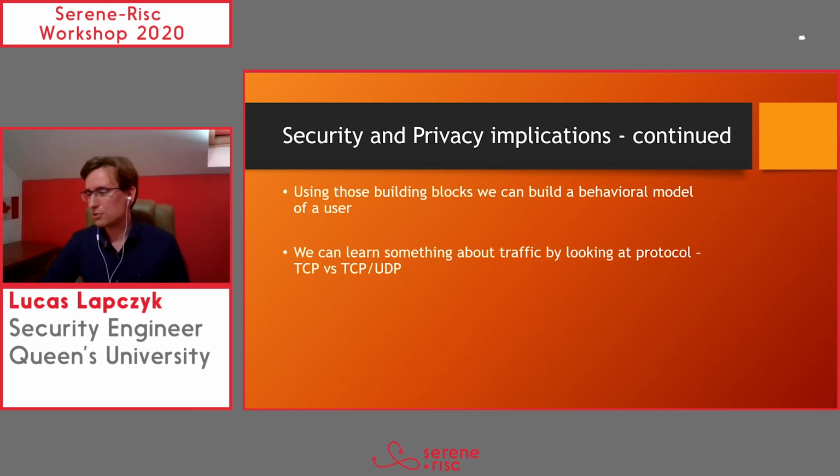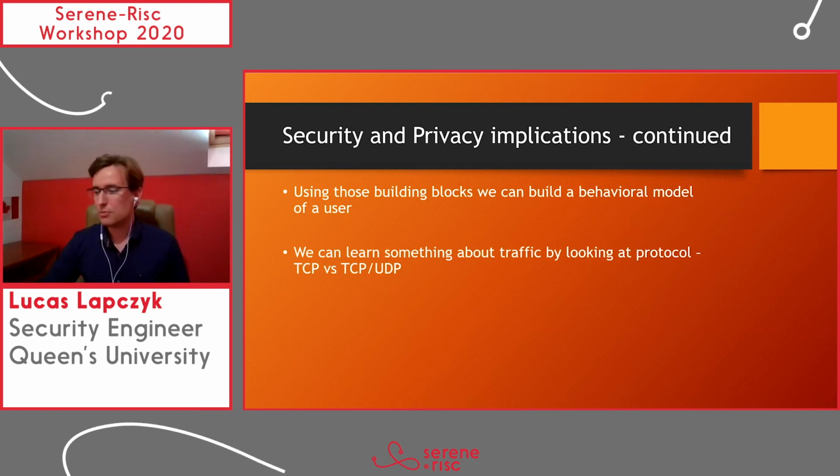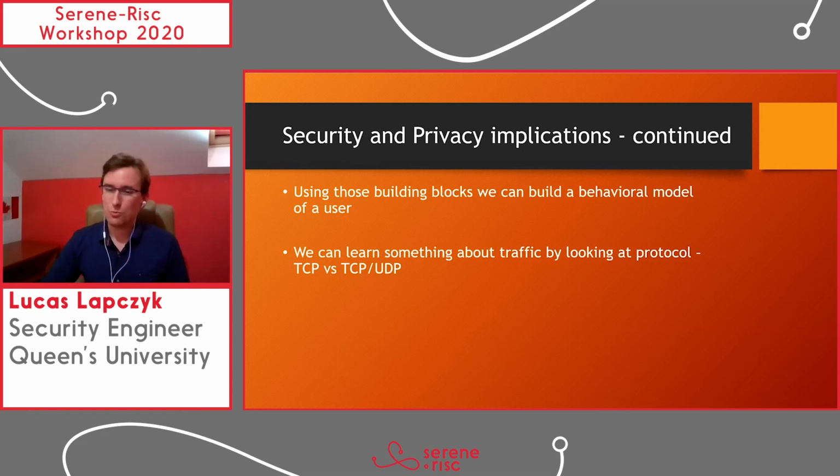We can learn something about the traffic by looking at the protocol alone, which is very simple. When we see TCP and UDP streams, we know that it is likely local subnet traffic, or there is some more relaxed firewalling approach. When we see TCP-only traffic, we could assume that the traffic is filtered by some kind of a network firewall.